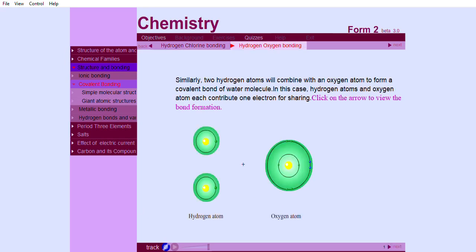Similarly, 2 hydrogen atoms will combine with an oxygen atom to form a covalent bond of water molecule. In this case, hydrogen atoms and oxygen atom each contribute 1 electron for sharing. Eventually, hydrogen will have 2 electrons in its energy level similar to that of stable helium atom. Oxygen, on the other hand, shares 2 of its electrons with hydrogen for it to achieve a stable configuration similar to that of argon 2, 8, 8.